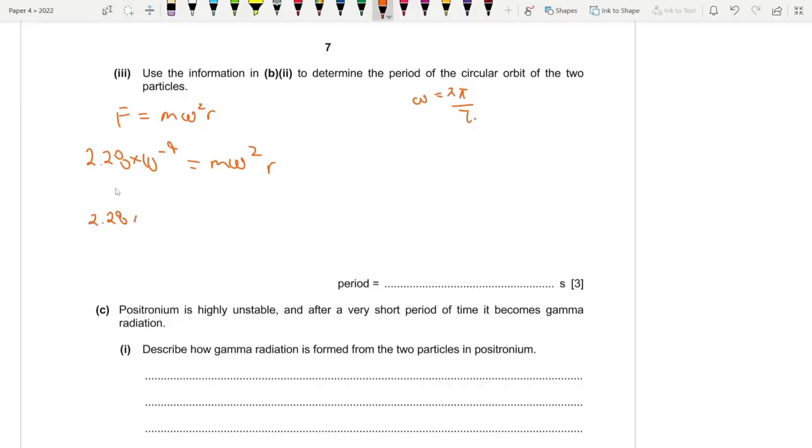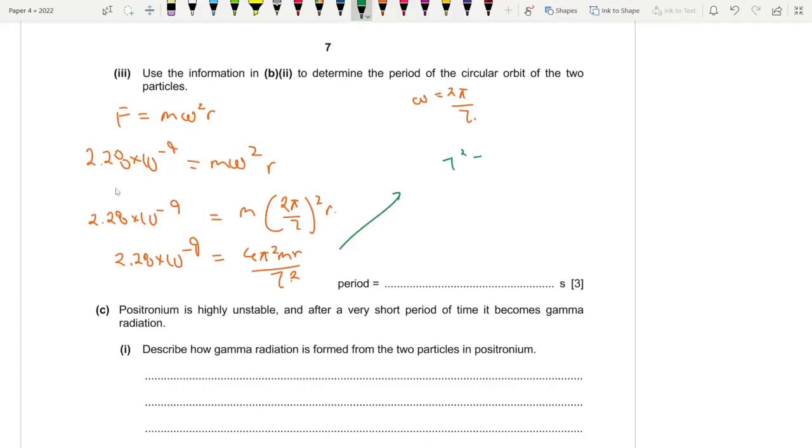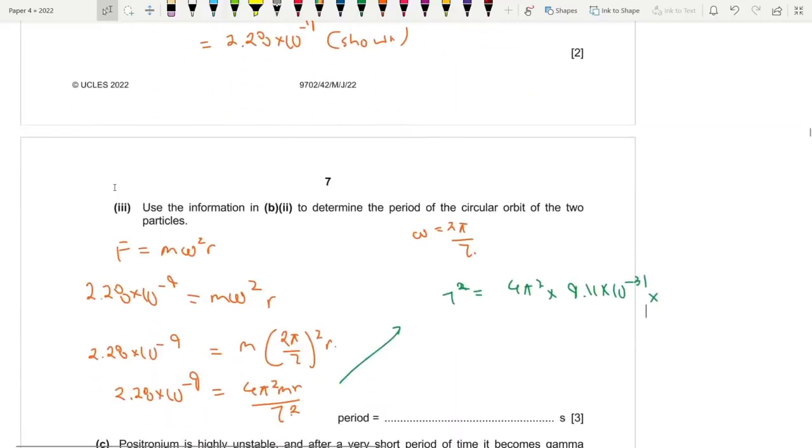So 2.28 into 10 to the power minus 9 is equal to m times 2 pi by t whole square times r, or 2.28 into 10 power minus 9 is equal to 4 pi square mr by t square. Now what? Following this, we need to make t the subject. So t square equals 4 pi square. What's the mass of an electron or positron? It's 9.11 into 10 power minus 31. It's in the data sheet. I just have it memorized. The radius of the orbit was 1.59 into 10 power minus 10, divided by 2.28.